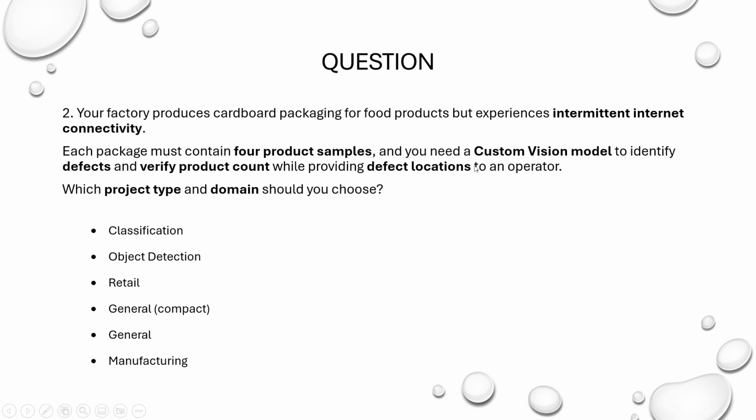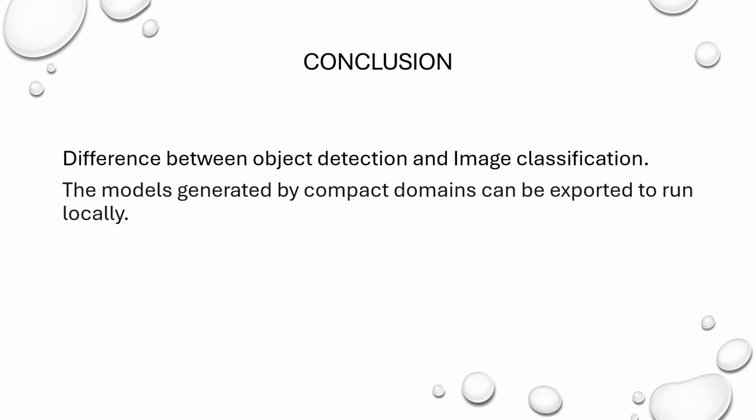Now, which custom vision model should you choose to fulfill these requirements? The model is object detection. And which domain should we choose to export the model to an environment where there is intermittent internet connectivity? We have to choose the general compact domain. So what did we learn from this question? We saw the difference between object detection and image classification of the custom vision service. And also we saw that models generated by compact domains can be exported to run locally or offline.